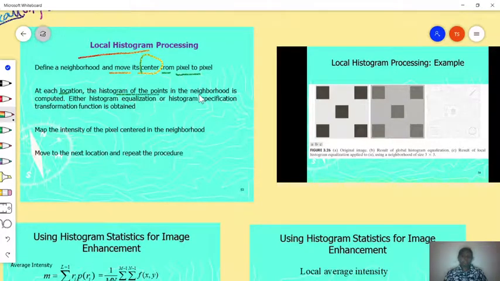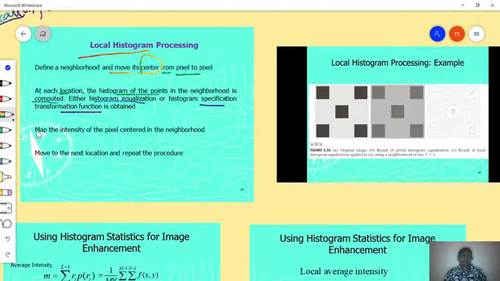in the neighborhood is computed. All the neighborhoods are computed from the center. And after that we are again moving that one. How we can compute means either using the histogram equalization or using the histogram specification transformation functions. These two we already discussed in the previous videos. See those for the reference.